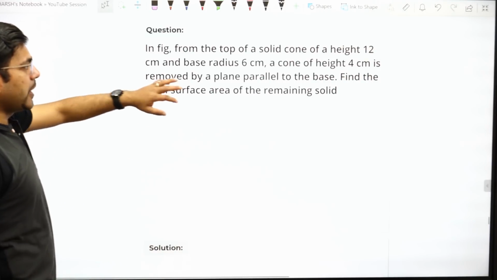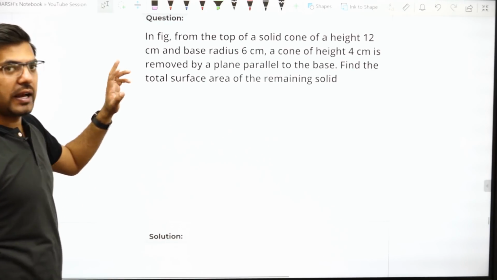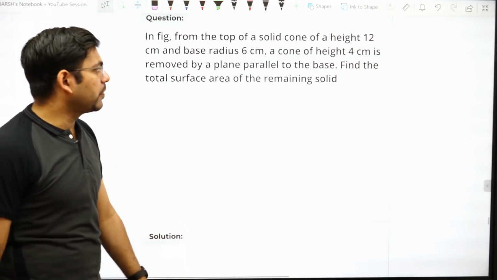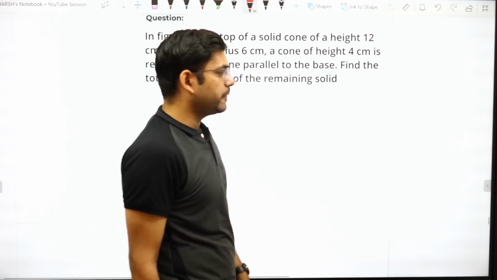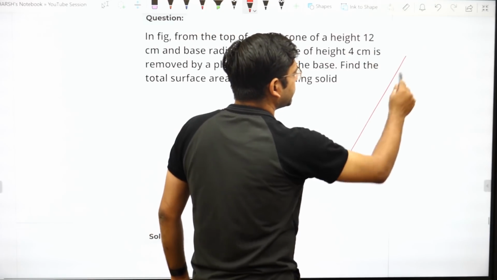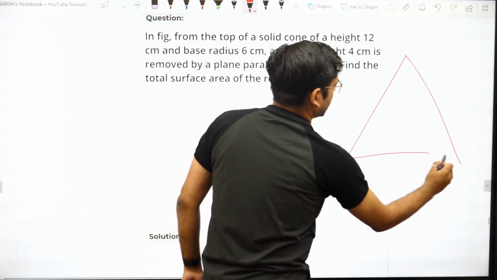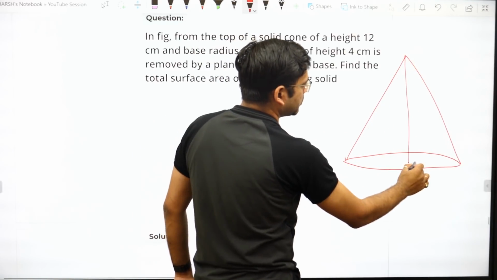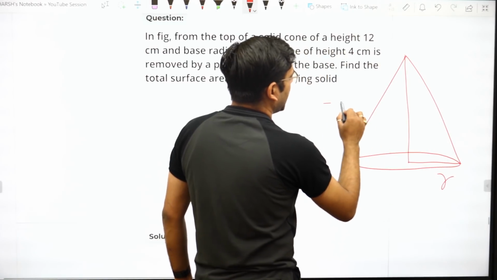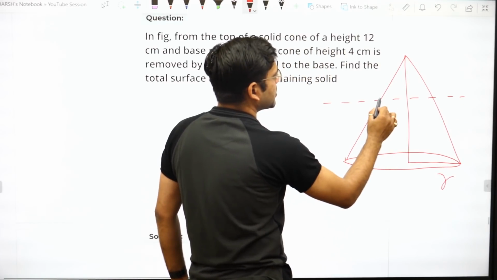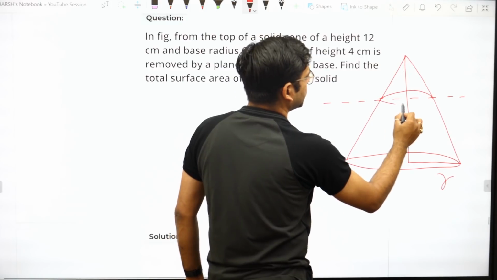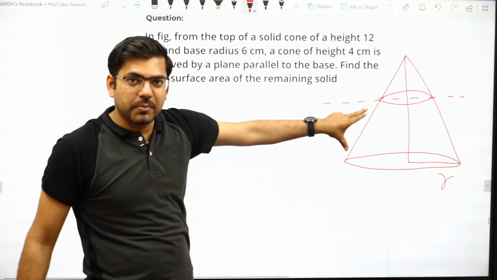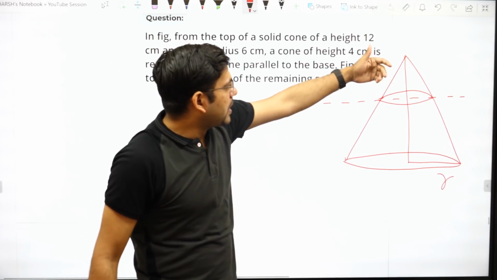Now, let me tell you, this figure is not given, but using the language of this question, we would be able to form the diagram. Let's see what the diagram of this question is. So this is a cone, and from here onwards, this is the radius. From here, one more cone is cut out from the top. So the remaining solid, you would be able to see, is nothing but a frustum. And this is the part which has been cut out.